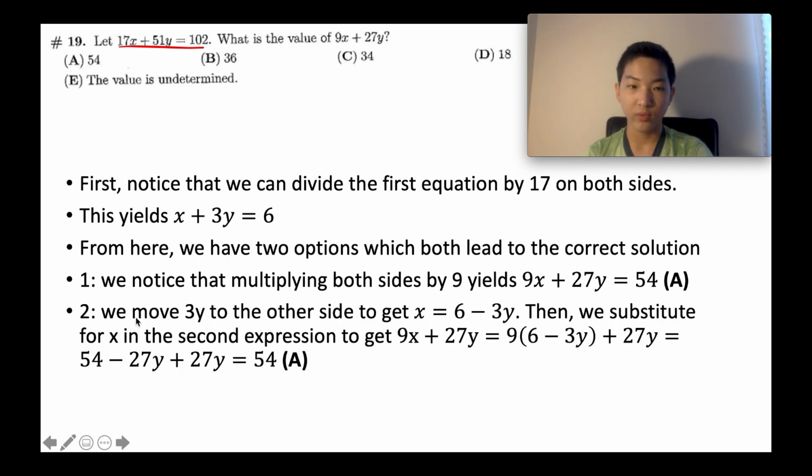Second method is we move the 3y to the other side to get x equals 6 minus 3y. Then we substitute for x in the second expression to get 9x plus 27y is equal to 9 times (6 minus 3y), which is what we substituted in, plus 27y, which is equal to this if we distribute the 9, which is equal to 54a.